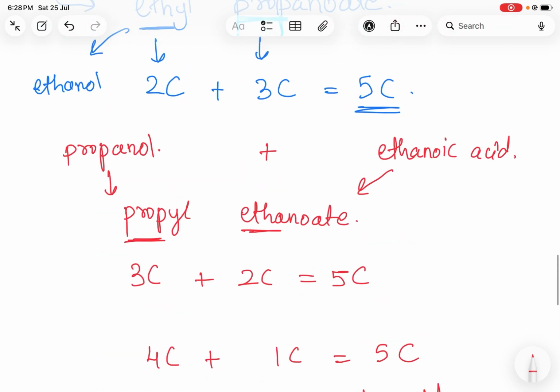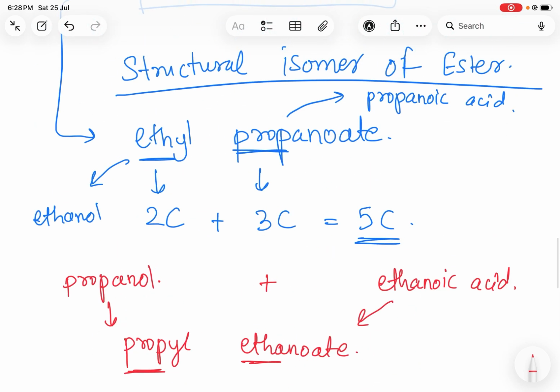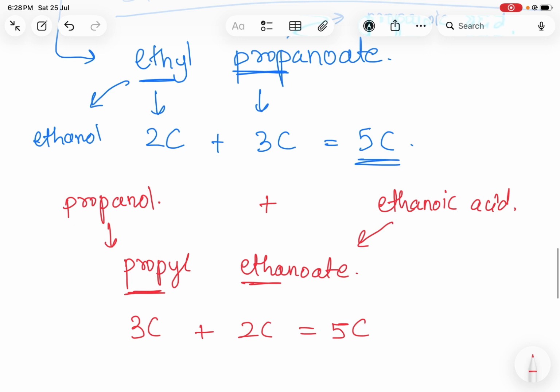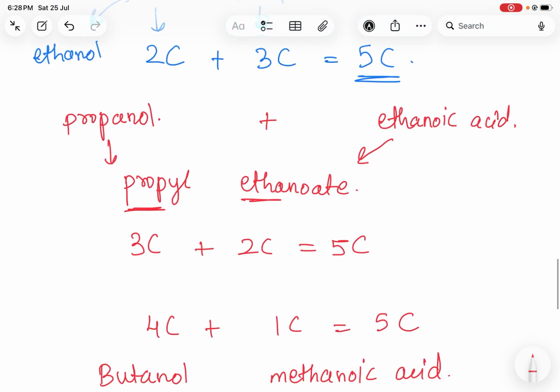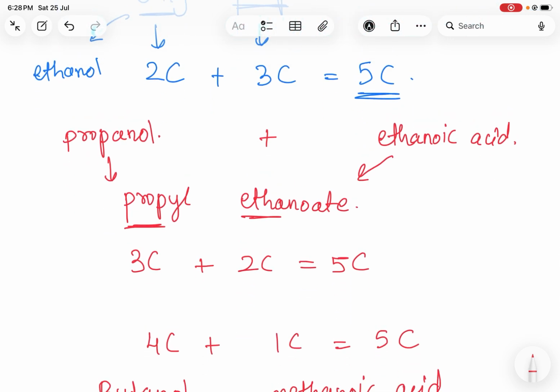So whenever we draw the isomer for ester, whenever in exam they ask you the isomer of ester, first of all, just look at the compound and figure out how many carbon atoms are present in that compound, the way I have done for ethyl propanoate. Okay, you can see ethyl is 2 carbon atoms and prop meaning 3 carbon atoms. It gave me a total of 5 carbon atoms. And now I have to just check what are the possibilities, how can I make 5 carbon atoms.